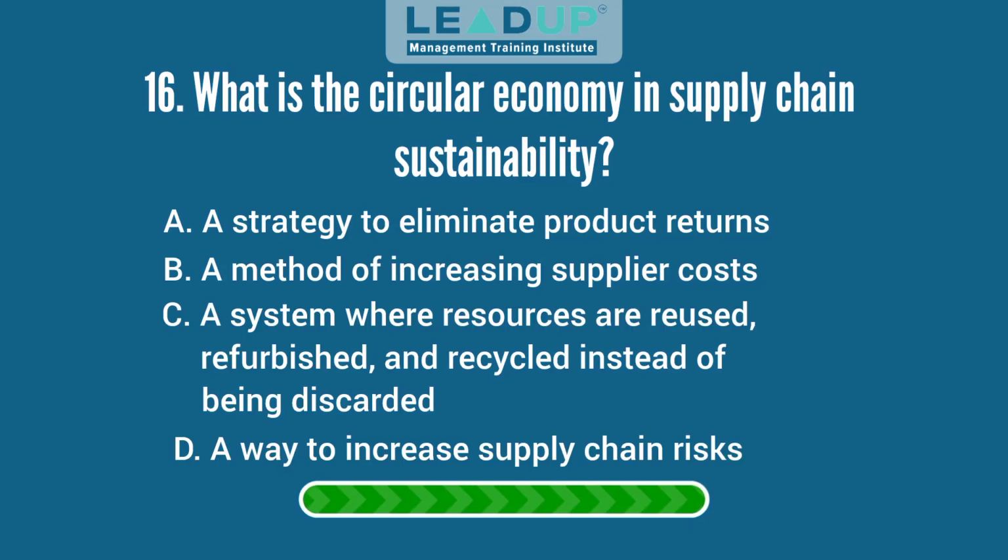16. What is the circular economy in supply chain sustainability? A. A strategy to eliminate product returns. B. A method of increasing supplier costs. C. A system where resources are reused, refurbished, and recycled instead of being discarded. And D. A way to increase supply chain risks. Answer: a system where resources are reused, refurbished, and recycled instead of being discarded.